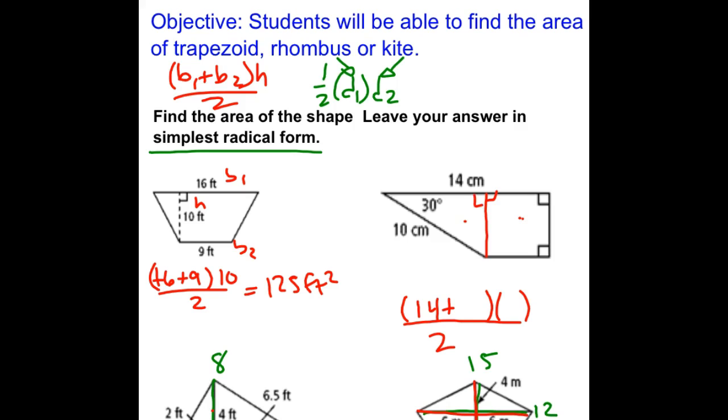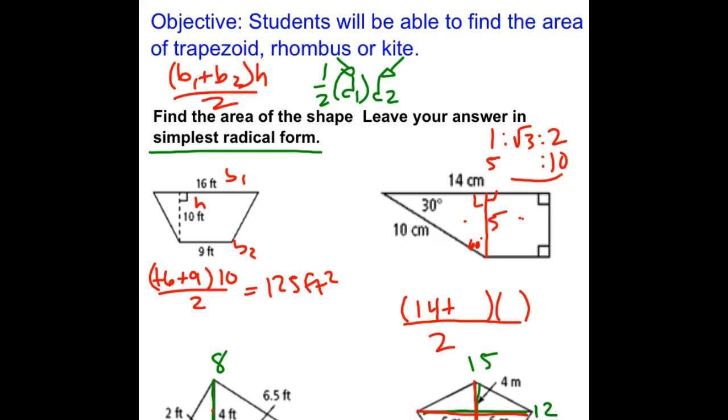I see I have a 30, a 90, and then a 60-degree angle. If I'm using my 30-60-90, that's 1, square root 3, 2. My 10 is the biggest. Across from the 30 would be my smallest. That's my height. So I go backwards and I get, oh, that height is 5. And I can figure that one out right there.